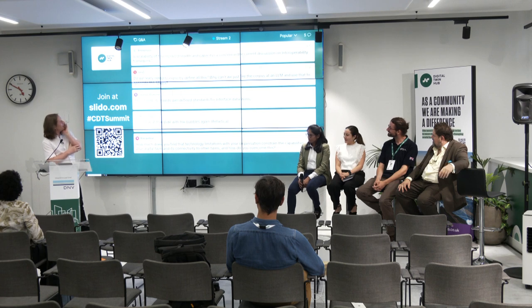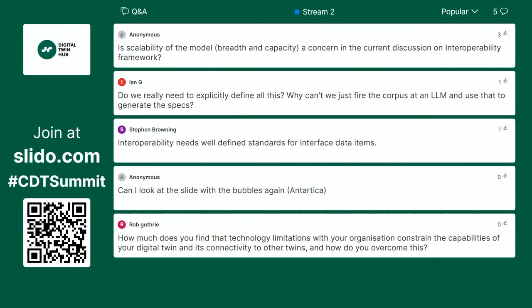So there's a bit of a devil's advocate question. I don't know whether it takes us back to governance, but do we need to explicitly define all of this? Why can't we just find the corpus and LLM, I don't know the acronym, sorry, and use that to generate the specs? Does anyone know?